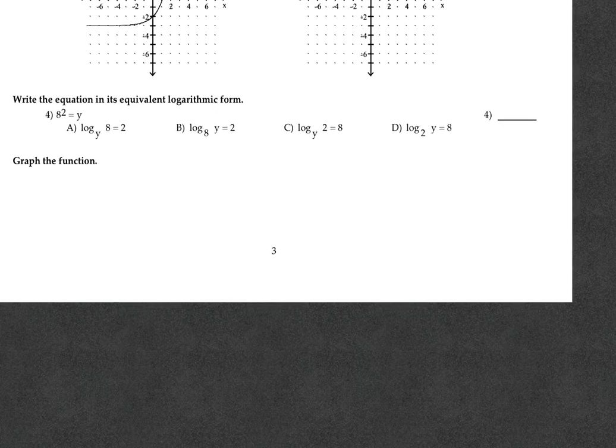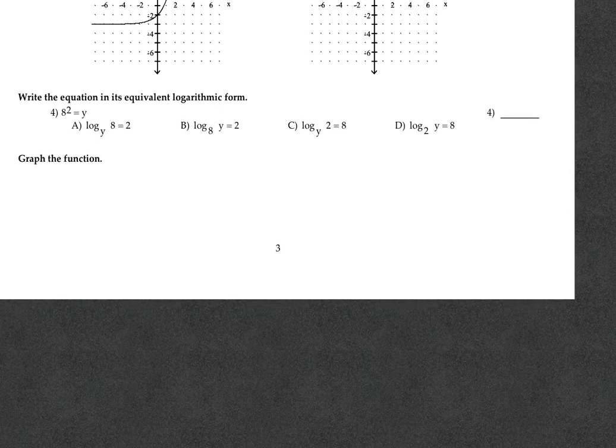All right, 4 says write the equation and its equivalent log form. So here we're just converting. The base on the exponential becomes the base on the log, which rules out this one and this one and this one. So log base 8, the pair together separates. The y comes over with the 8 and it equals 2, which means B is the answer here.